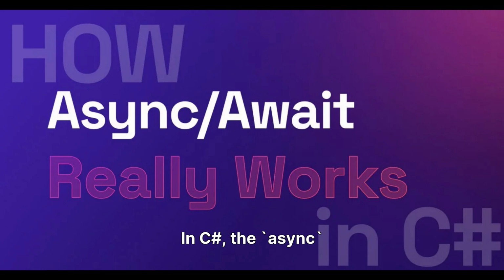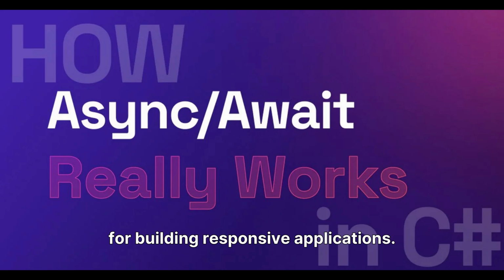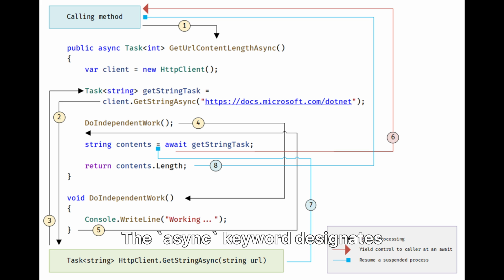In C#, the async and await keywords simplify this complex concept, making asynchronous programming much more accessible. They are your tools for building responsive applications. The async keyword designates a method as asynchronous, enabling the use of await within it. The await keyword then pauses the method's execution until the awaited task is complete, returning control to the caller.